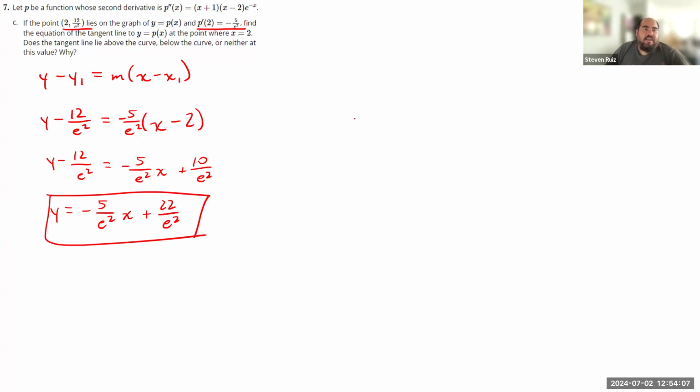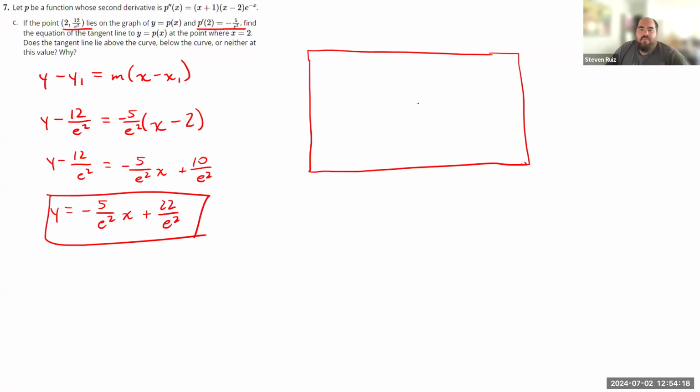But now we're asked, does the tangent line lie above the curve, below the curve, or neither? So let's look at a very zoomed in view of what's happening at this point. So let's say this is my base point, and I know the slope of the tangent line is −5/e². That's a negative number. So let's say our tangent line looks like this. So we want to know if it's concave up or concave down. So basically, it's either going to look like this, concave up, or concave down. I guess it could be neither, but concave up will look like this. Concave down will look like this.